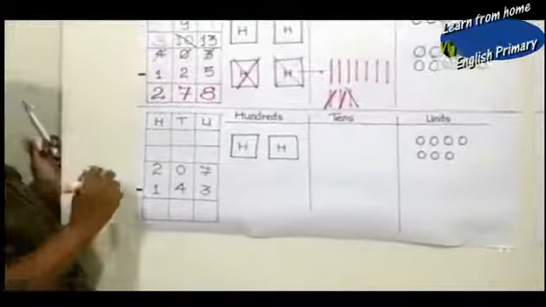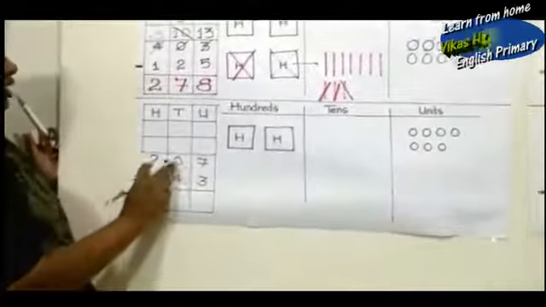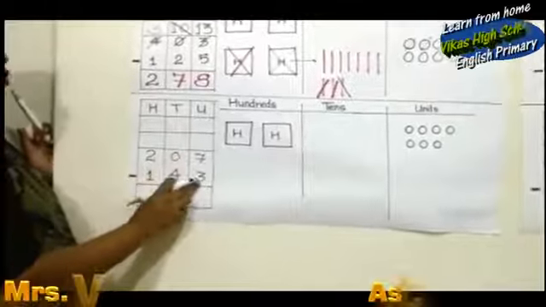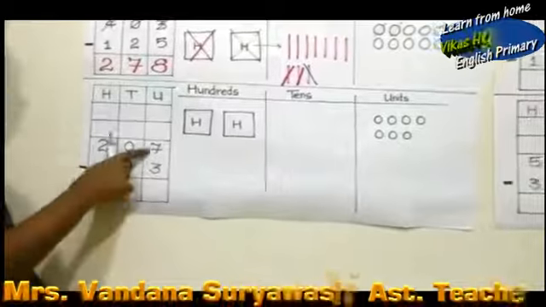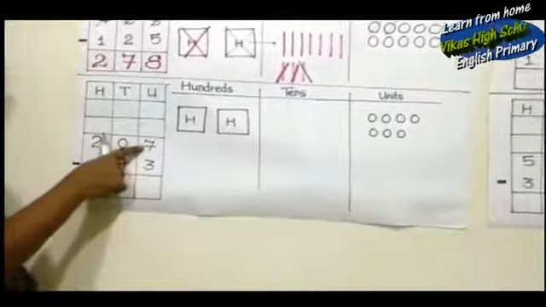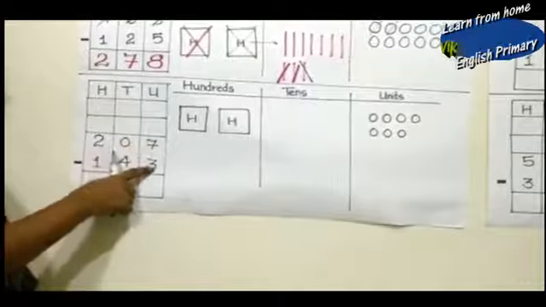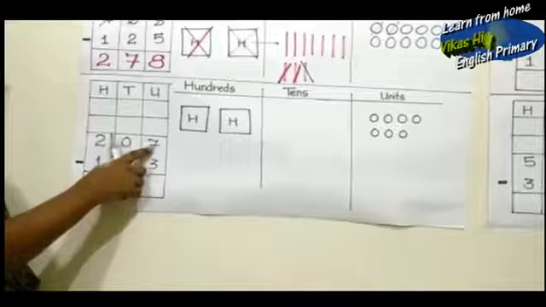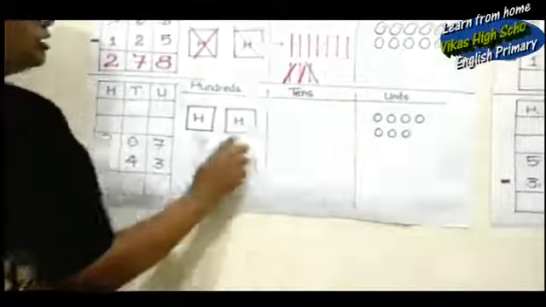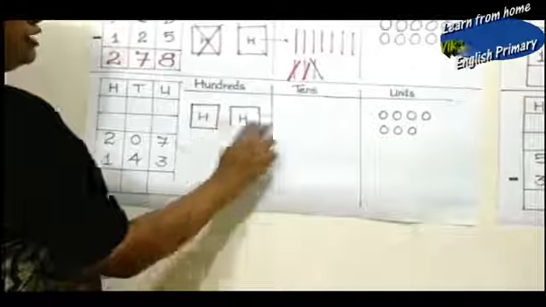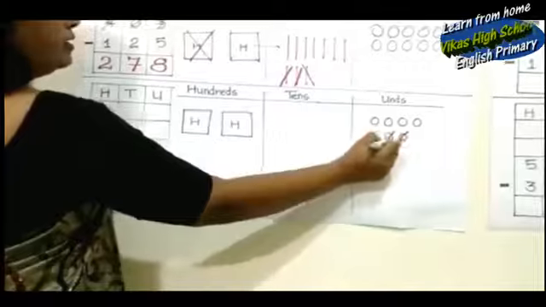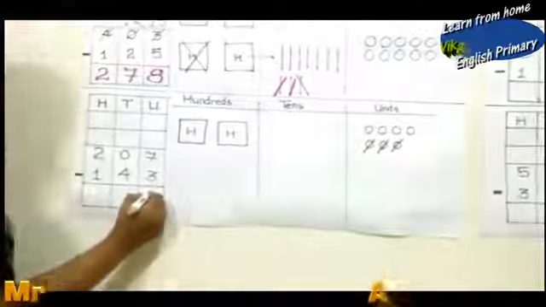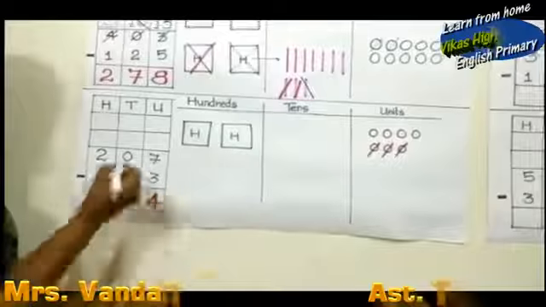Now let us see the next example. 207 minus 143. Okay, now here in the units column we see 7 minus 3. So 7 minus 3, is it possible? Yes. From 7 we will minus 3. So here you can see 207 is 200, 0 tens and 7 units. From these 7 units we are going to cancel these 3 units and we get 4.